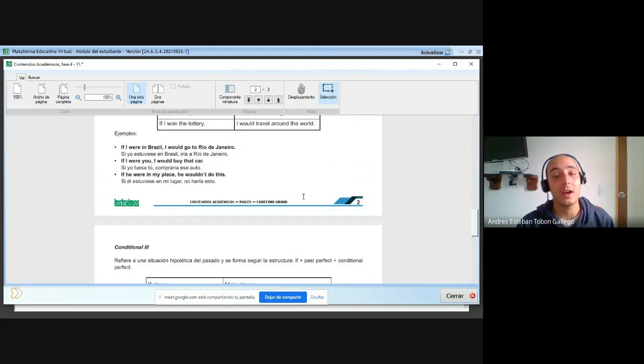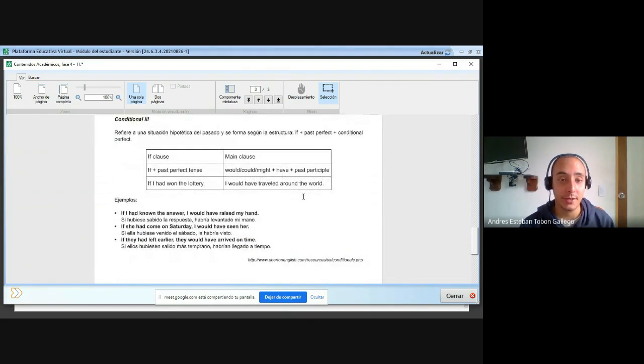Okay, and now when we move to the conditional number 3, we are making reference to impossible and hypothetical issues. Example, if I had known the answer, I would have raised my hand. Si yo hubiera sabido la respuesta, yo hubiera alzado la mano. As we can observe there, the intention is to make reference to a situation that first of all is in the past or is an imaginary situation that cannot be changed and probably will never happen. Okay, if she had come on Saturday, I would have seen her. If they had left earlier, they would have arrived on time.